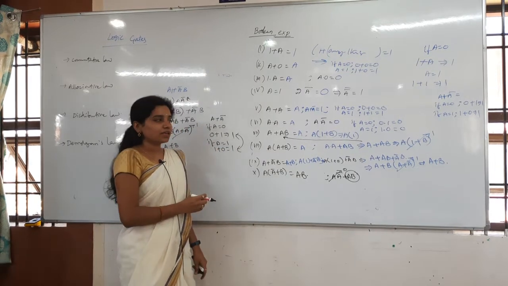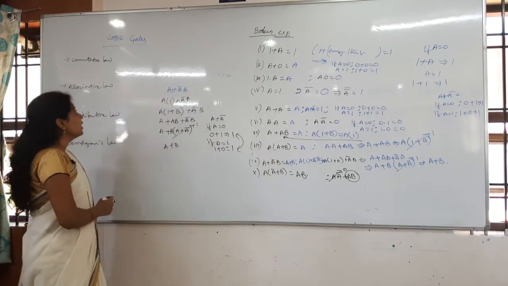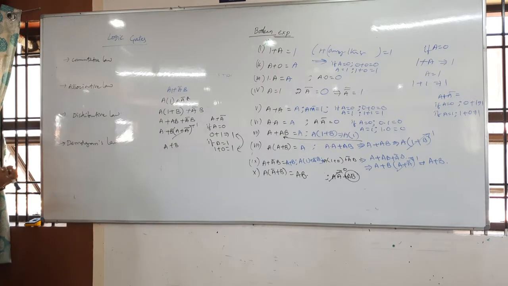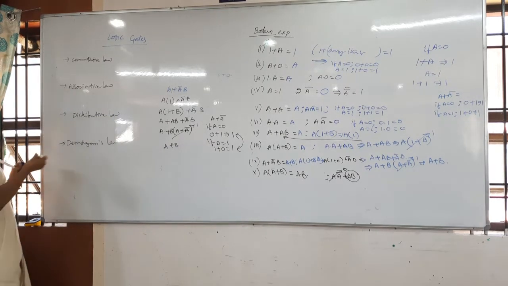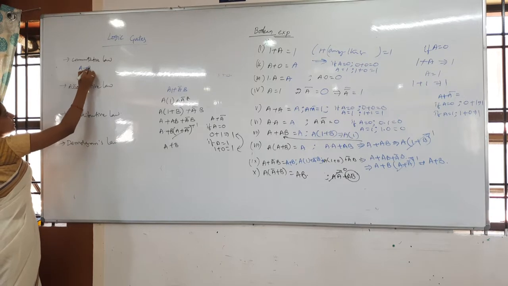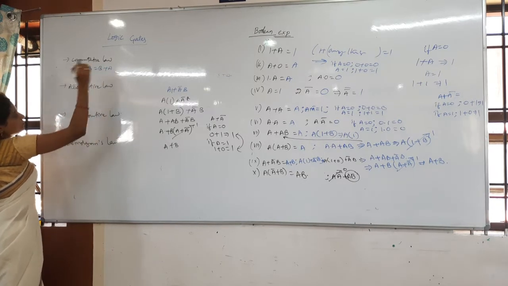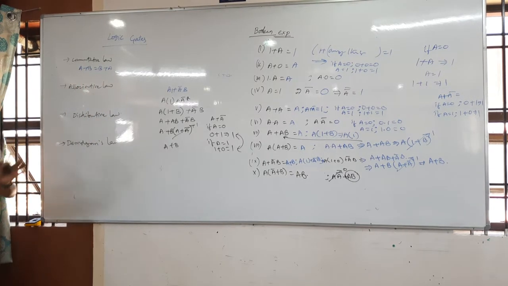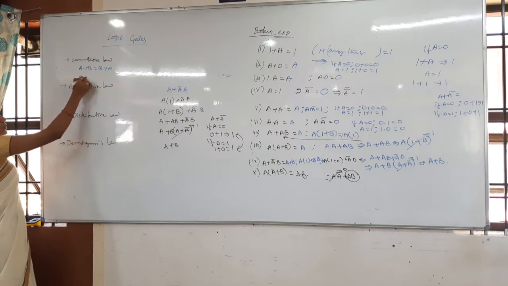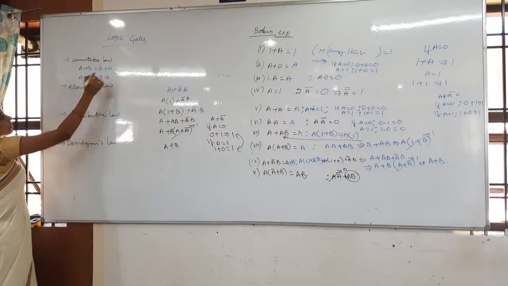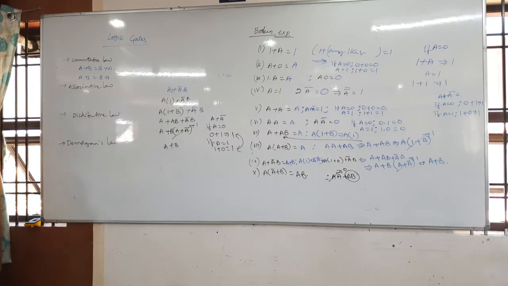These are the basic Boolean expressions. And after that we will see the commutative law. Commutative law is very easy. What is that? A plus B is equals to B plus A. Anything you have to take in the mirror image, that's it. A plus B is equals to B plus A. And then A into B is equals to B into A.